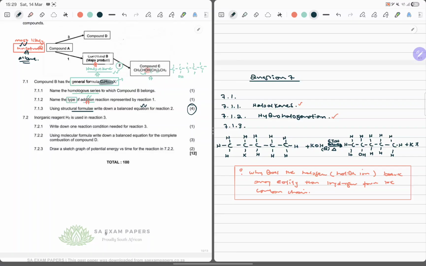Anyway, guys, what I'm trying to say, understand why. Why is our friend so easily removed from his or her position, while the hydrogens are as stubborn as ever? Why are they stubborn also? Because we need to know, why are the hydrogens so stubborn? Why are those bonds strong?